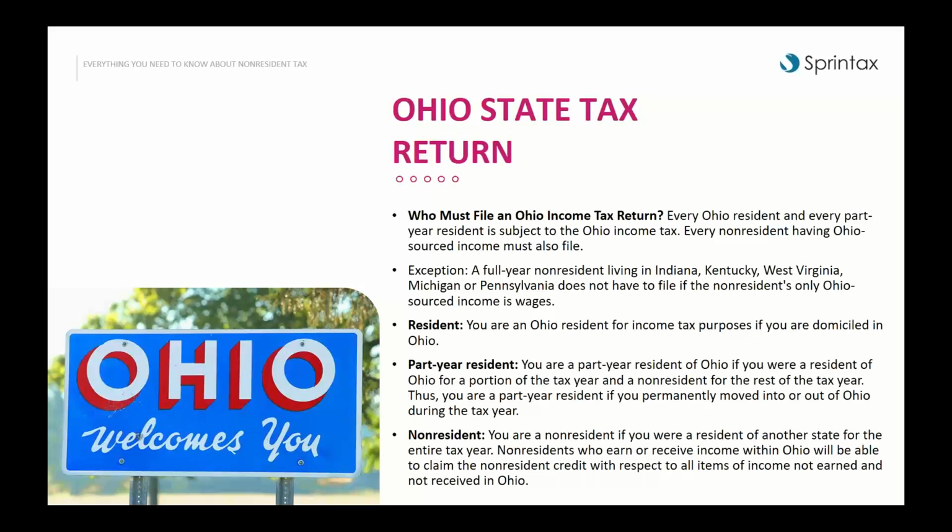But a quick note on who needs to file an Ohio state tax return. So looking at who needs to file, it would be every Ohio resident and every part-year resident. You'd be subject to Ohio income tax. And then every non-resident having Ohio sourced income also must file. There are a couple of exceptions. For example, a full-year non-resident living in Indiana, Kentucky, West Virginia, Michigan, or Pennsylvania wouldn't need to file if the non-resident's only Ohio-sourced income is wages. So when we looked at residency for tax purposes at the beginning of today's session, that was on the federal tax side. When it comes to the state tax side, you could be a resident or a part-year resident or non-resident for state tax purposes. So the good thing, as I've mentioned here, is that Sprintax can figure this out for you, figure out whether you trigger the state tax filing obligation for Ohio or for other states, and prepare your relevant state tax return forms for you.